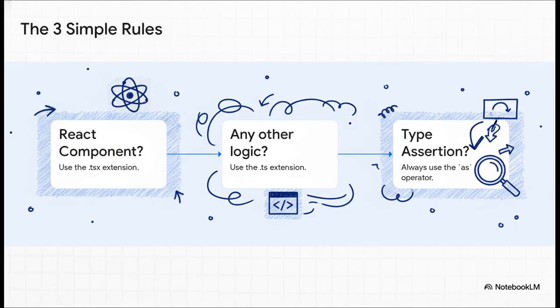So after that whole journey, it all comes down to these three simple rules. One, writing a React component with that HTML-like stuff? Use .tsx. Two, writing any other kind of TypeScript code? Use .ts. And three, need to tell TypeScript what type something is? Just use as. That's it. Stick to those, and your code will be modern, clean, and super easy for everyone to understand.